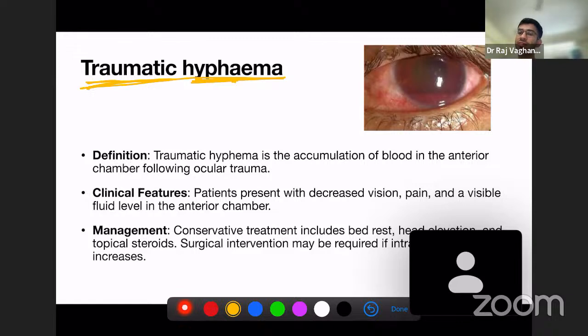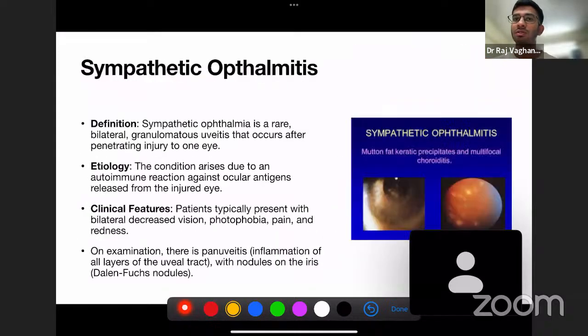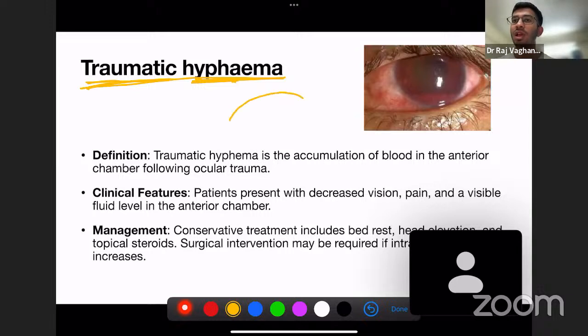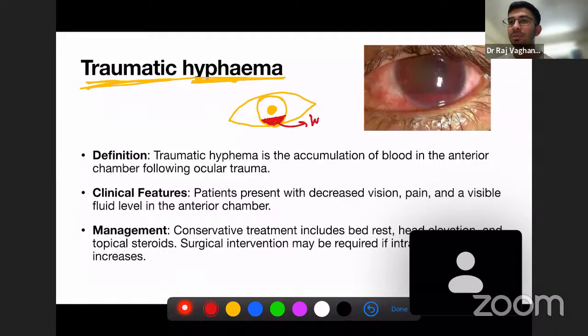Next thing, you have to draw a diagram. What diagram? Simply, you have to draw an eye. This is an eye. This is the cornea. This is the pupil. Now show the accumulation of blood. So this is the accumulation of blood. Just mention this as hyphema. Done. This is the diagram.